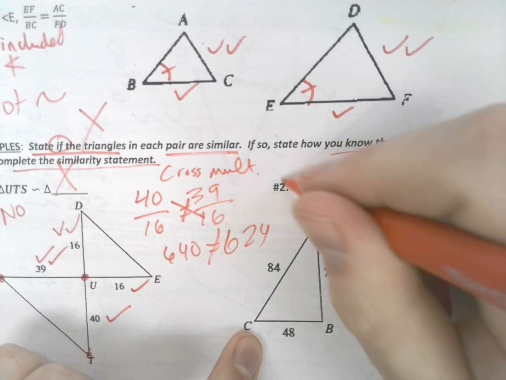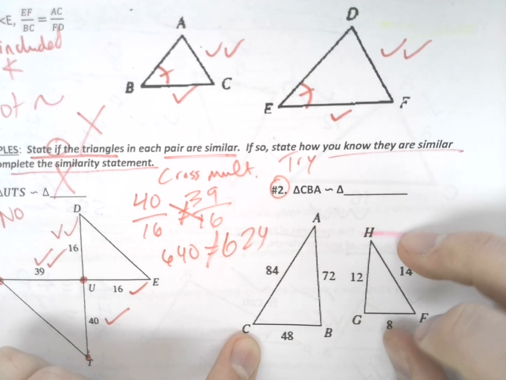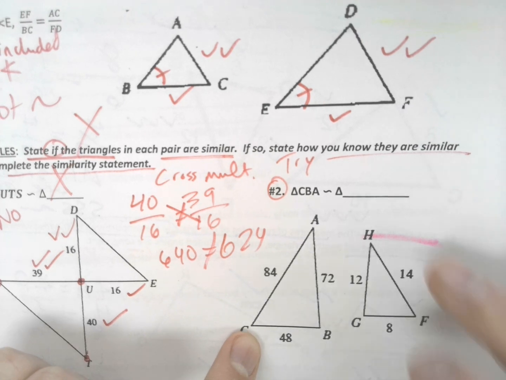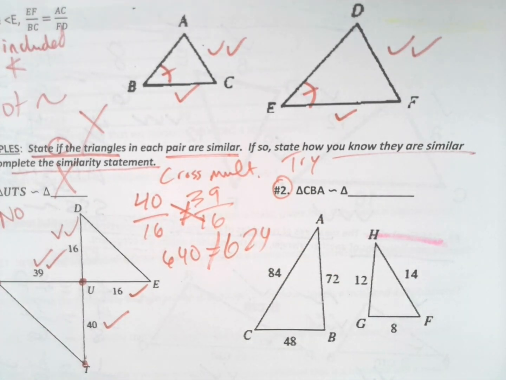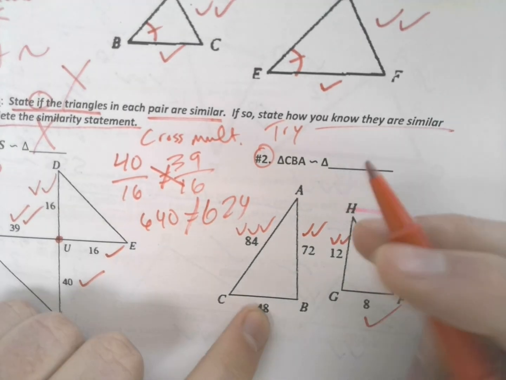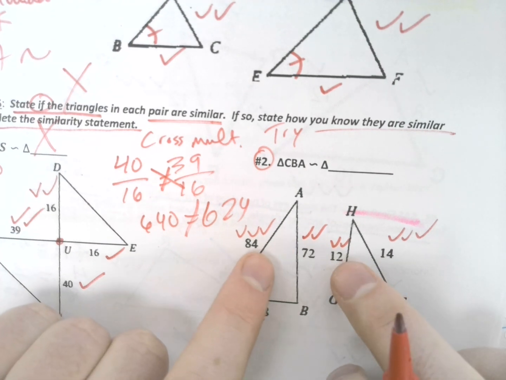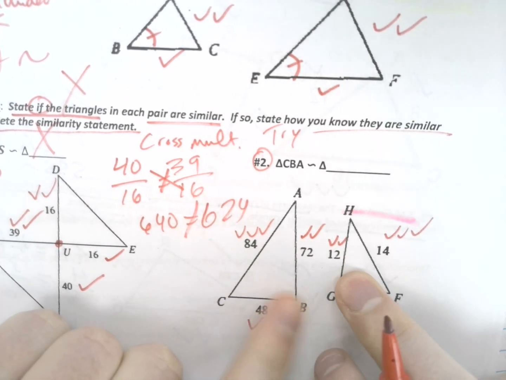So I want you guys to try number 2 for me. Finish up this video. Let's see what you guys can do on number 2. See if we have similarity, and if so, what postulate lets us state that. Go ahead and try number 2. So we're told we got to check to see if we're going to have, I would think, side similarity, but we have to prove that.